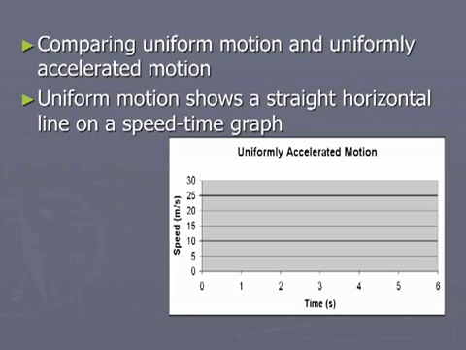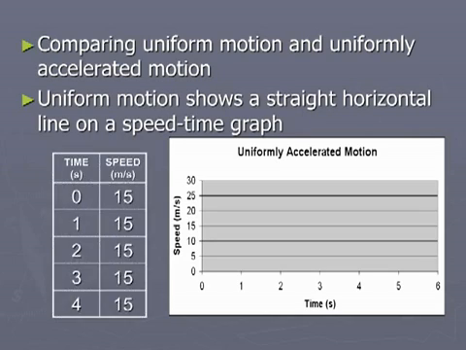Uniform motion shows a straight horizontal line on a speed time graph. So notice at every single second of time, the speed is exactly the same. So we have a straight horizontal line. So what is the object telling us? Are we increasing our speed? No. So are we accelerating? No, we are not accelerating. We are going at a constant speed. So in fact, this is not uniformly accelerated motion.